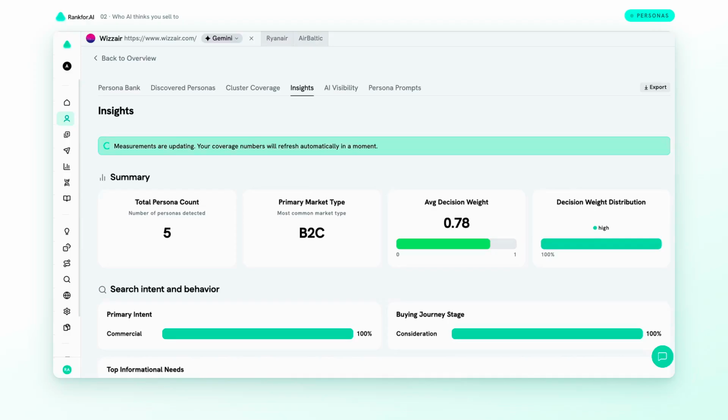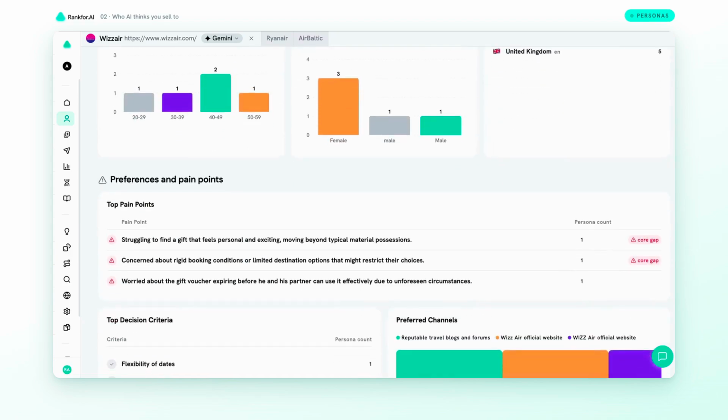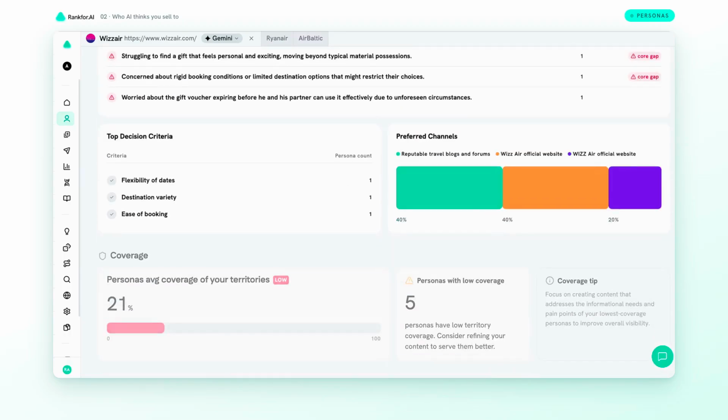Insights collapses the whole bank into one page. It gives you the seniority split, the job functions, and the buying stage. Then the 2 tables worth printing, the questions your audience needs answered, and the problems they carry. The top 2 of each are badged Core Need and Core Gap, and those are the 2 your next brief should be about. The last section is coverage, which tells you how much of that you have already written.